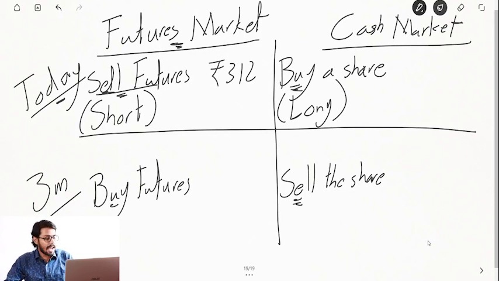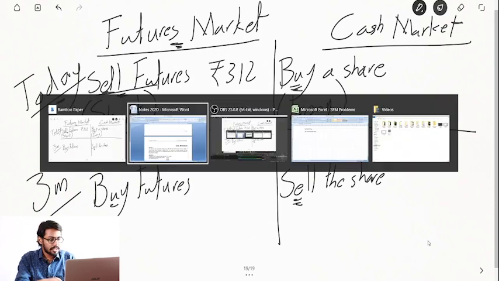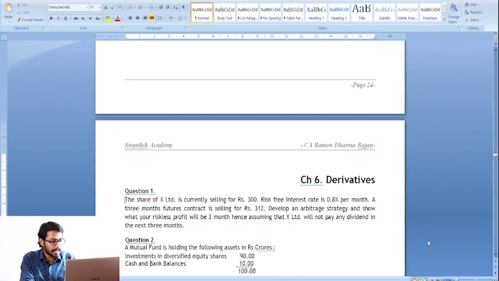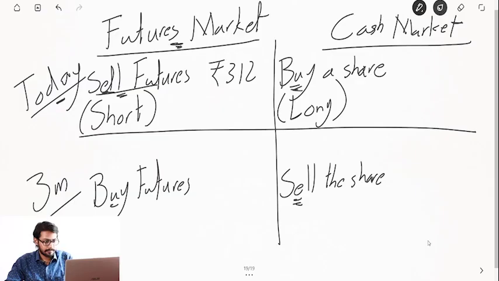Right side, buy a share. What is the price of a share today? Today the share has a price of rupees 300. So buy a share for 300.